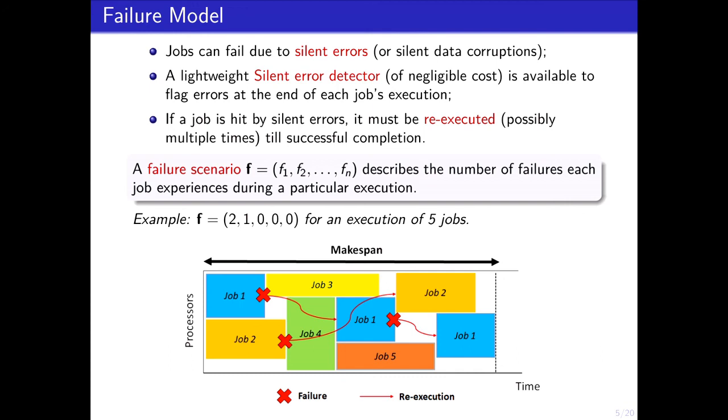Formally, a failure scenario is defined as a vector specifying the number of failures each job experiences during a particular run. In the example shown in this figure with a total of 5 jobs, you can see that job 1 has 2 failures, job 2 has 1 failure, and all the other jobs have no failure. Notice that here a failed job must be re-executed following a failed run.